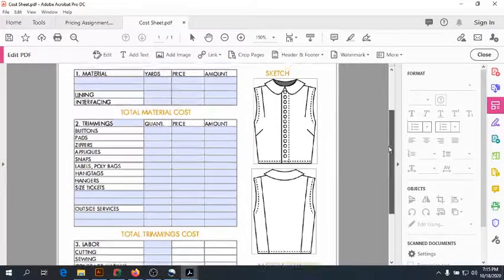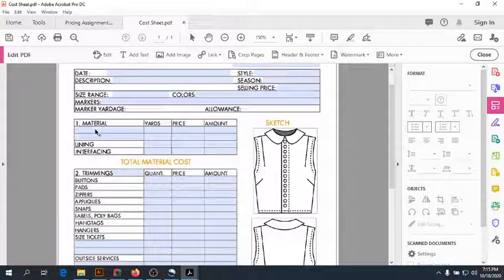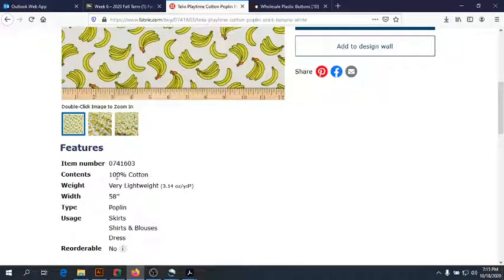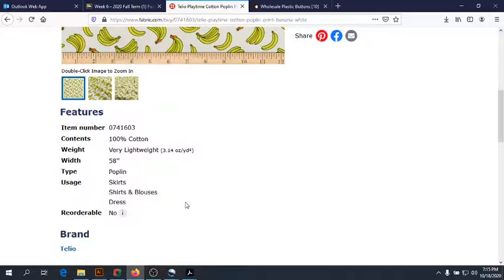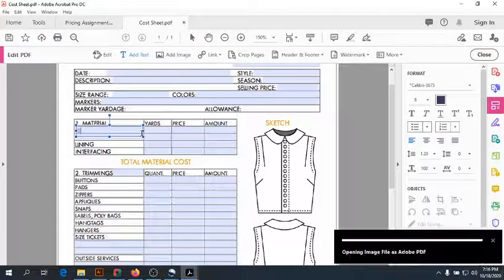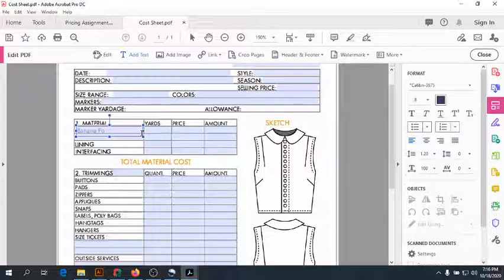So I'm going to go up here, and I'm going to start to fill out my materials. And again, I have all of the detailed information about this on my fabric sourcing sheet, so I know every little thing about it, like how it is 100% cotton. It's very lightweight, so it's only 3.14 ounces a yard, it has a width of 58, it's a poplin style weave, so on and so forth. So when I come back to my cost sheet, now you won't have to add text, I'm just in editing mode, so when I put in my material, I can name it banana poplin. And all that other good stuff is already in my fabric sourcing.